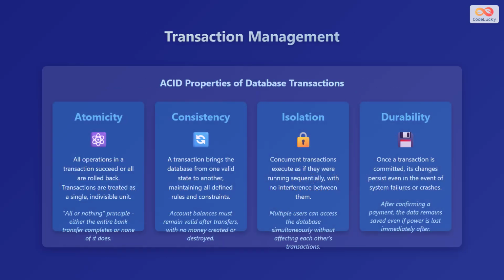Transaction management is critical for maintaining data integrity and consistency in a database system. This is achieved through ACID properties. Atomicity means that all operations in a transaction either succeed completely or are entirely rolled back, ensuring that transactions are treated as a single indivisible unit.